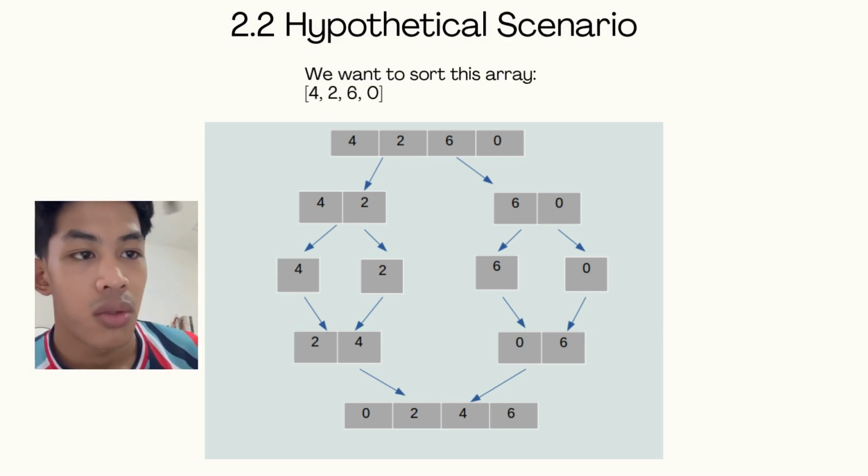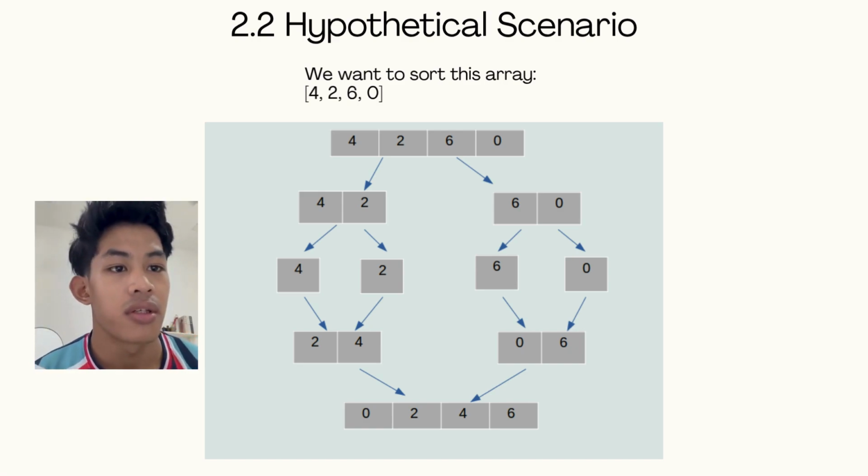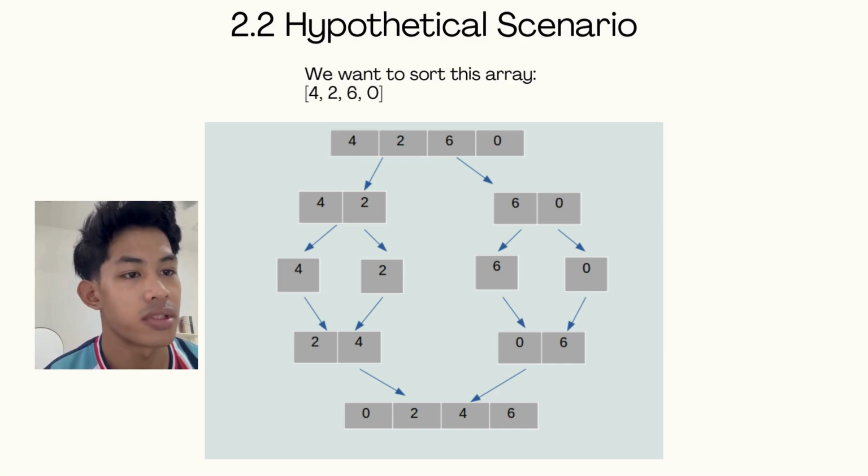Okay, so today I want to present a hypothetical scenario. We want to sort this array: 4, 2, 6, 0. The first thing we need to do is split it in half, 4 and 2, 6 and 0, and then split them again until they're left with one item each: 4, 2, 6, 0.